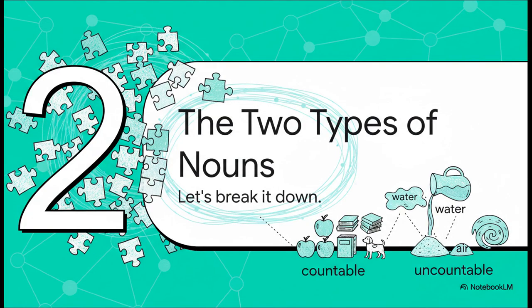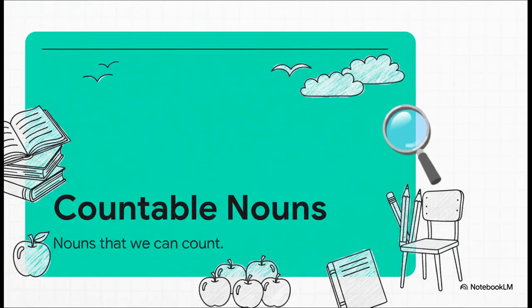Right, so the key to fixing that "many money" problem is just realizing that English nouns are kind of split into two different teams. Once you know which team a noun plays for, the rules for how to use it become so much clearer. First up, we've got countable nouns. And honestly, the name says it all. These are just things you can count as individual units. They can be singular, like a book, or they can be plural, like 5 books. It's as simple as that.